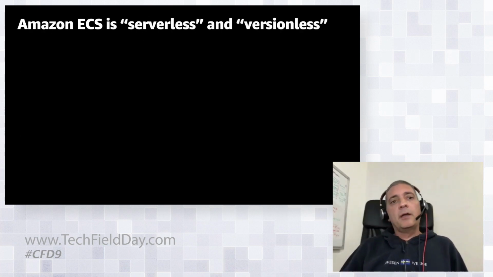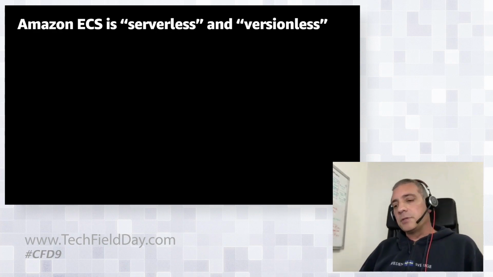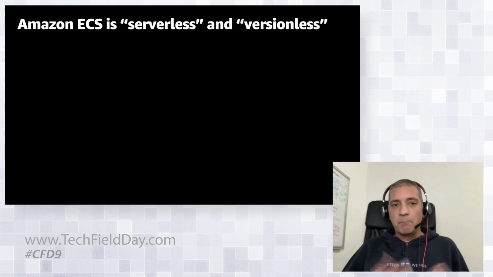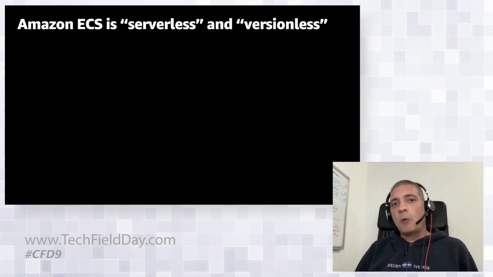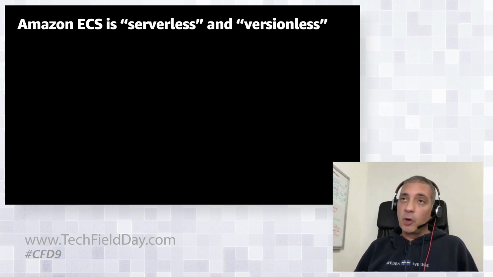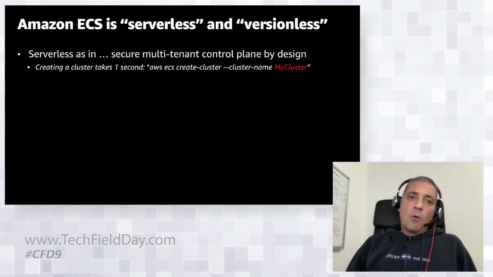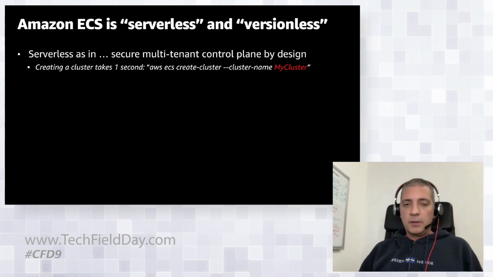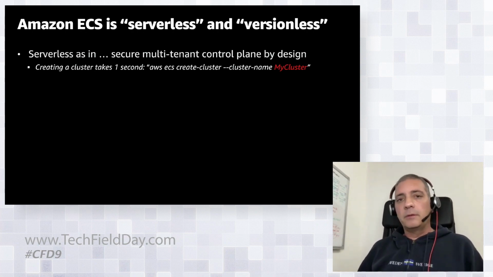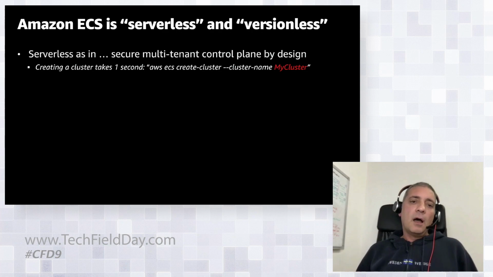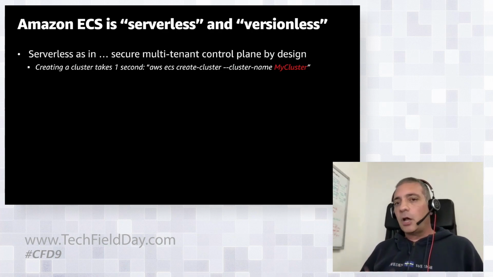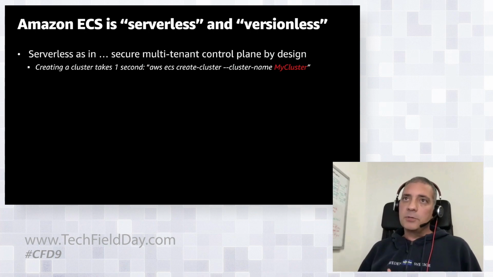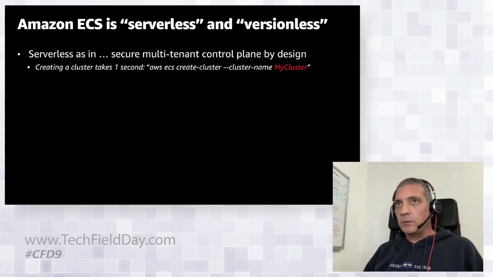I also want to touch, going back to this notion of simplicity versus flexibility, and if we talk about Amazon ECS, I want to touch very briefly on this notion of serverless and versionless. Why am I saying serverless, right? It's a loaded term that we keep hearing. By serverless here, I mean a secure multi-tenant control plane that we use to power the ECS service.